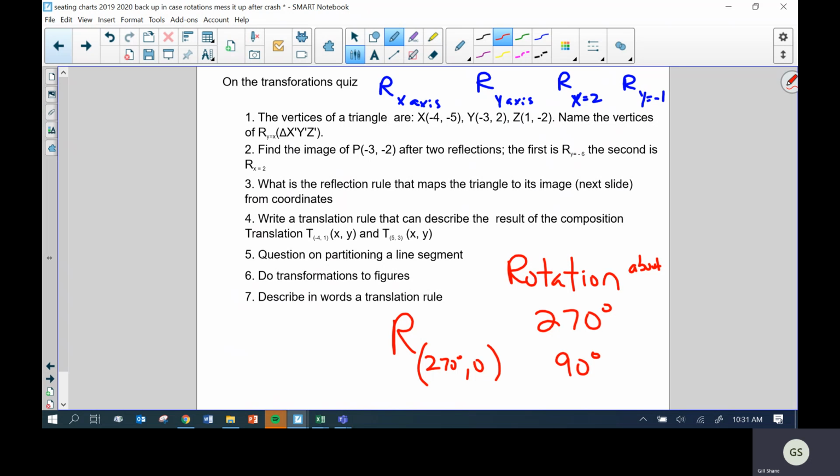They don't really use the notation on the rules, so you have to be able to figure out what the notation means in words. You do need to know how to describe in words what a translation would be. So for example, move the pre-image 2 units to the right and 3 units down. That's what you have to know how to do, to say it in words. So we talked about doing transformations. You're going to have to do several of those.